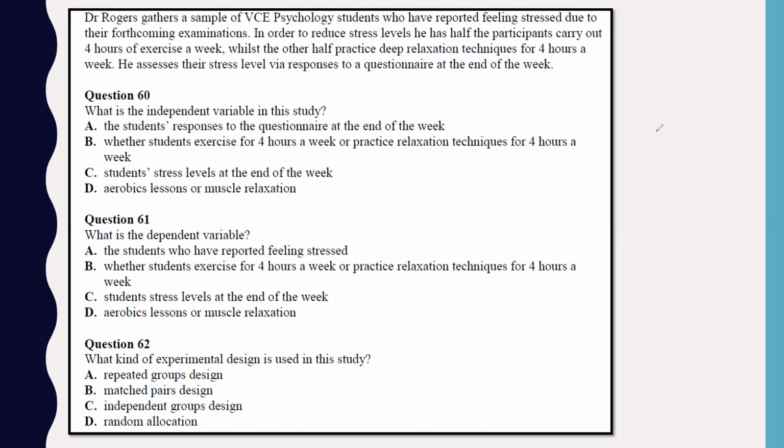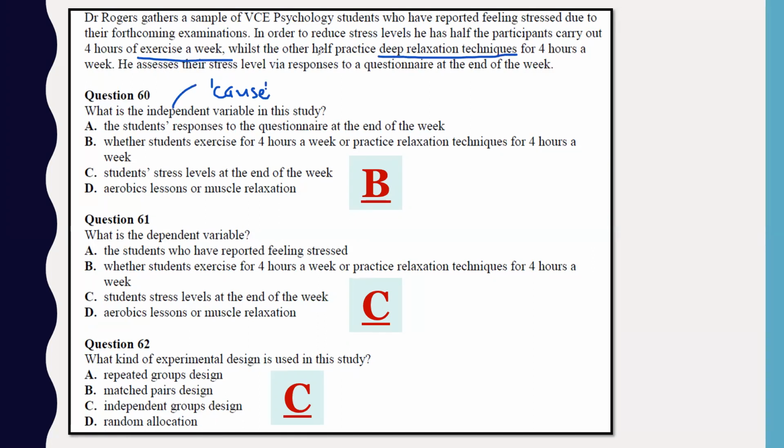So what I'll do is I'll first project the answers so you guys can tick whether you got it right or not. And then we'll go through each question. So the first question is, what is the independent variable? When we're talking about the independent variable, we're talking about basically the cause factor in our particular scenario. The variable that's being manipulated is whether participants exercise for 4 hours a week or whether the participants engage in deep relaxation techniques. That's the thing that is basically different between the 2 groups there. That's the variable that we're manipulating.